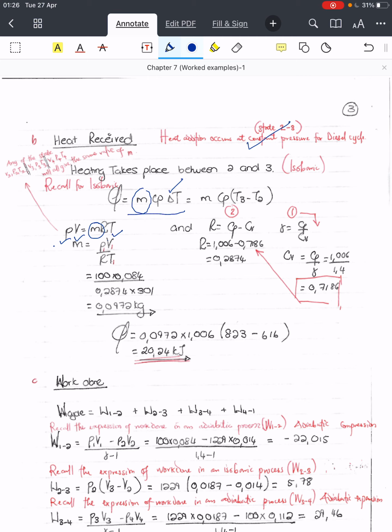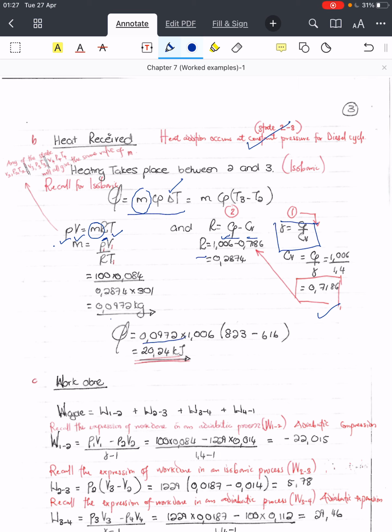And to get the R value, we need CP and CV. CP, we've been given. We have this other relationship: gamma is equal to CP over CV. Since we have CP, we have gamma, which is 1.4. We get our CV. So from there, we can get our R. So we have our R value now. If we plug in the R value here, we can get our M value. So if we calculate that, this gives us our M, 0.0972.